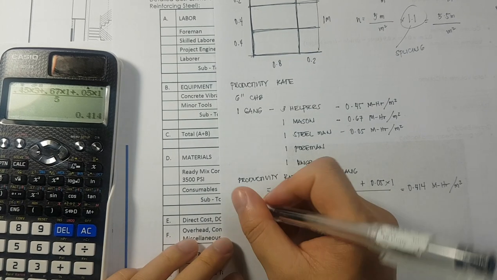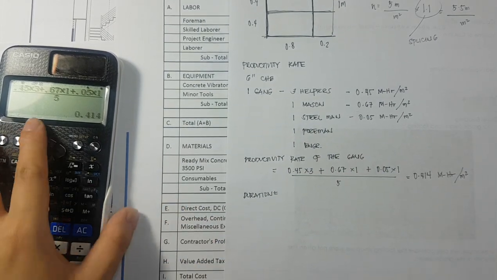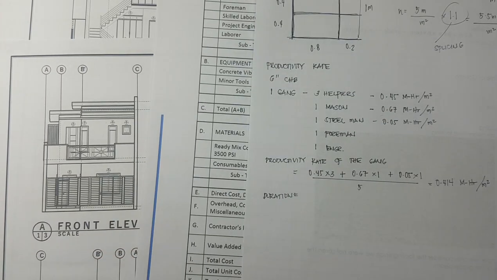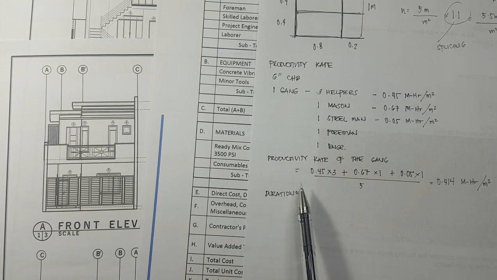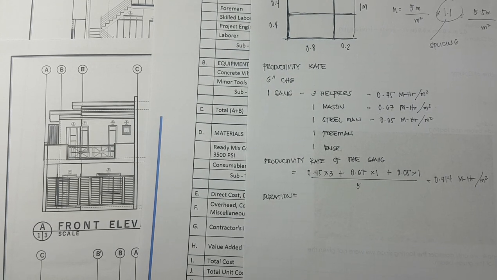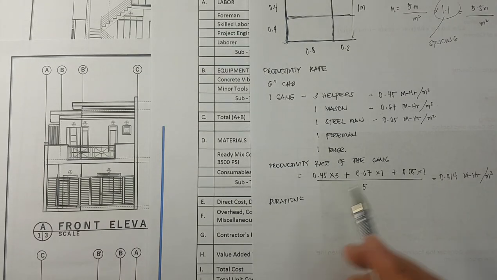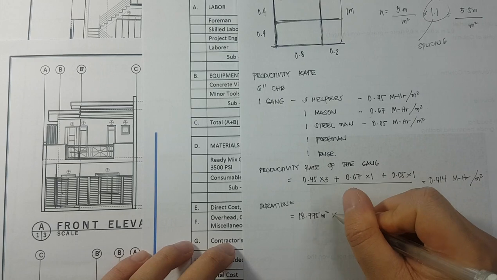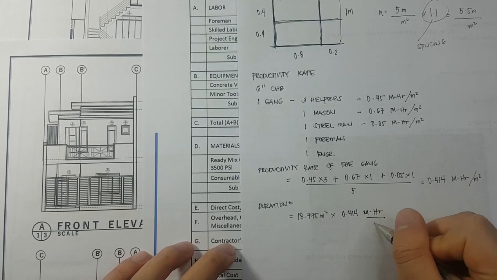Okay? Now, for the duration, it is equivalent to, okay? Sa duration natin, ilan yung area? Ang area ng ating masonry is equivalent to 18.775. Okay? Take note, ang gagamitin natin dito is masonry because from the table ang nakalagay doon, masonry labor requirements. So, masonry na siya as a whole. And yung masonry area natin is 18.775, and this is in square meters times the productivity rate of 0.414 man-hour per square meter.